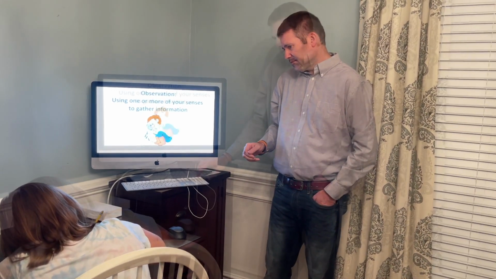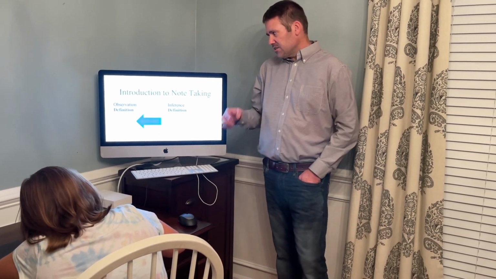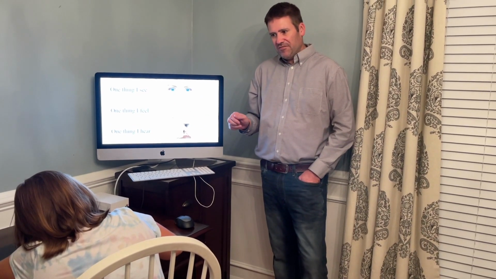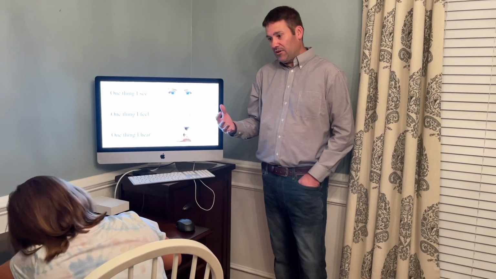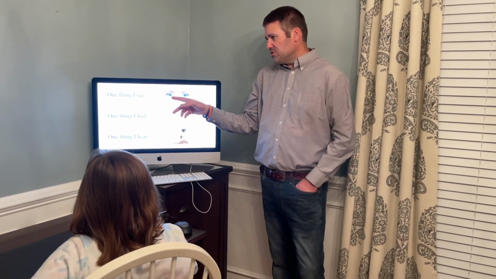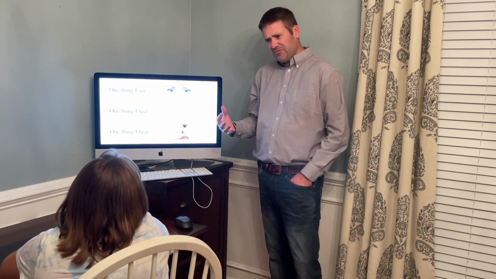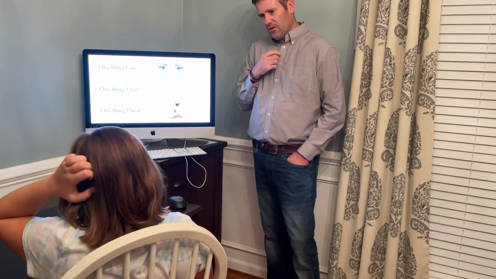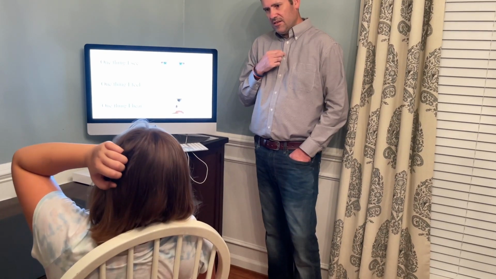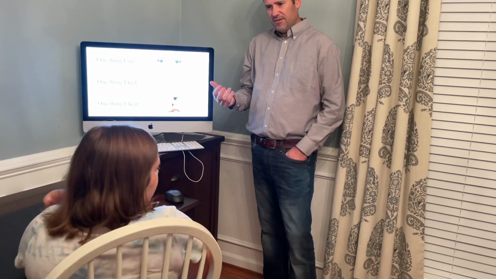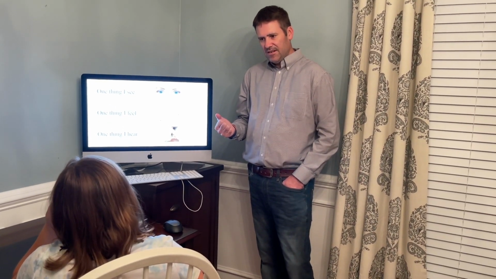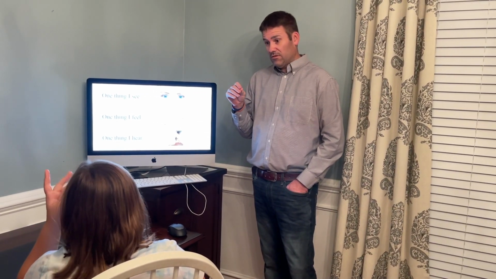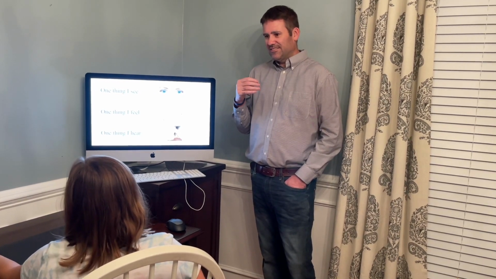Excellent work. Okay, but a lot of times in science, we're doing more than just writing down the definition. I'm also going to be giving you lots of examples that you need to think about. So think about one thing you see. So if you're doing an observation, what's the definition of observation again? Using one or more senses to gather information. So what are some senses? Sight, good. Hearing. Feel. What's another one? Taste. Taste is exactly right.